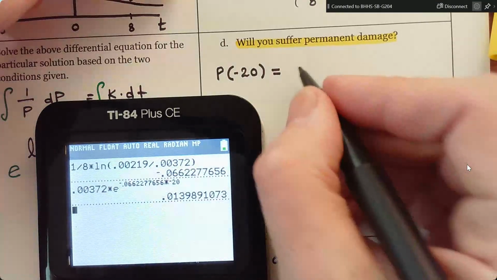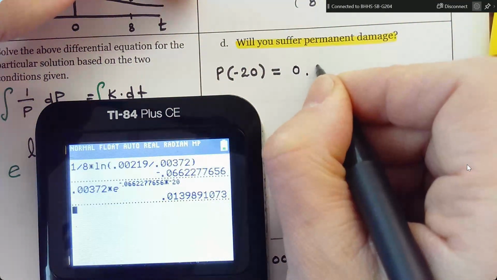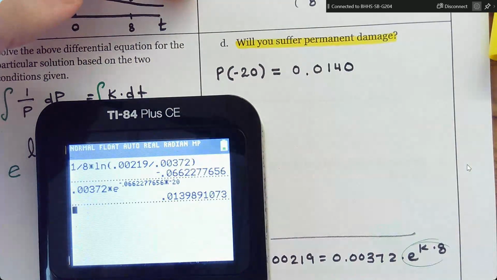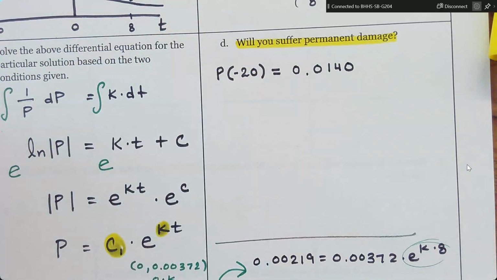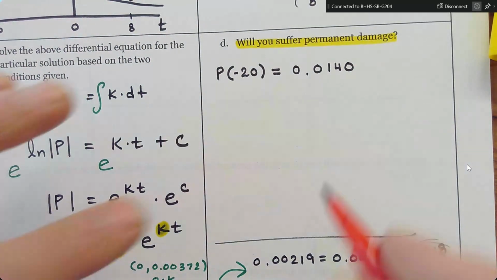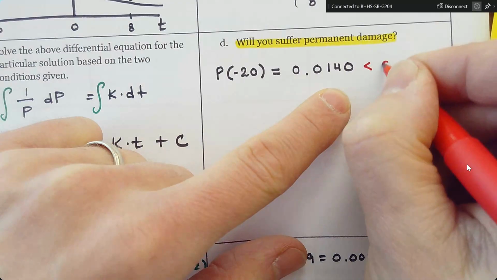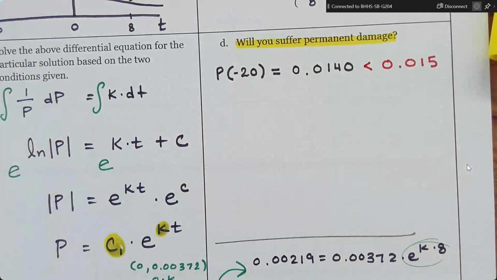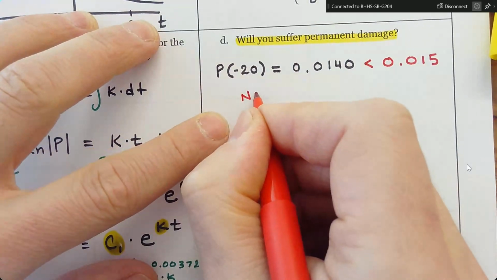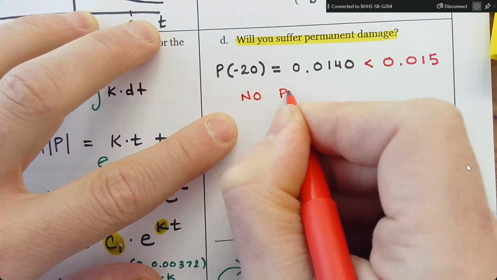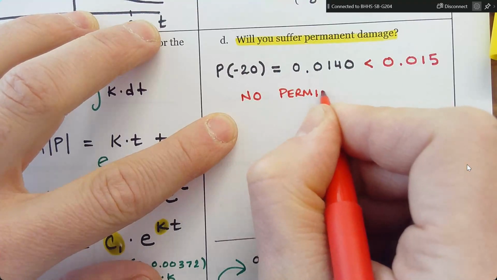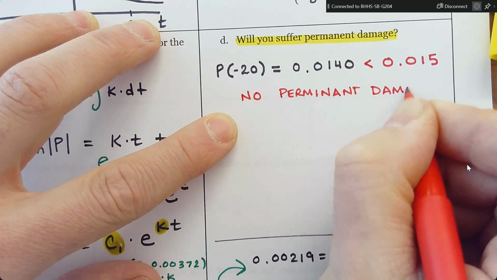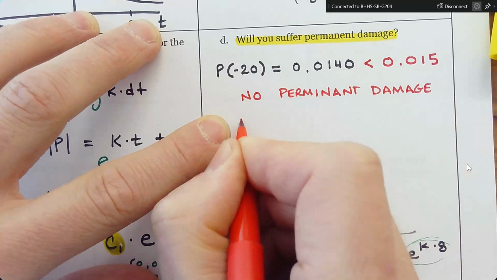Okay. So our initial concentration was this, 0.0140. How does that compare to the lethal? Okay, so the answer is no. No permanent damage. No bird.